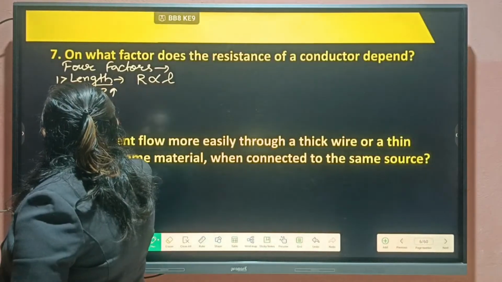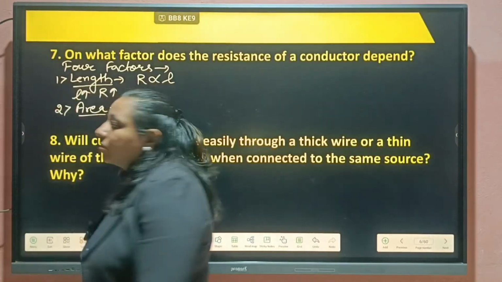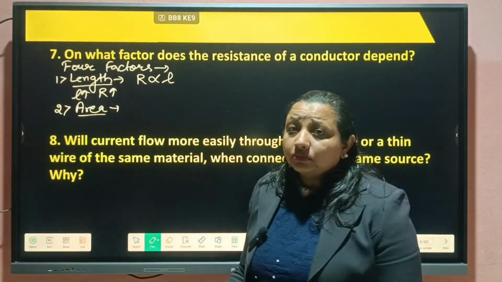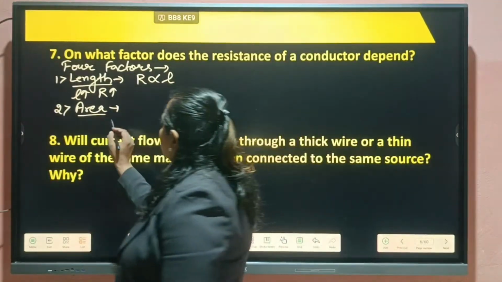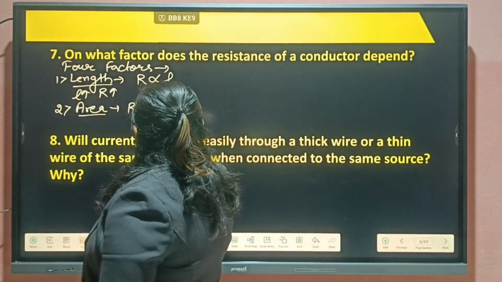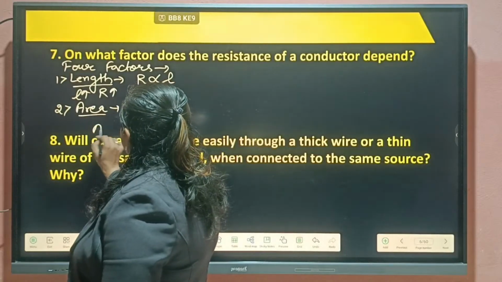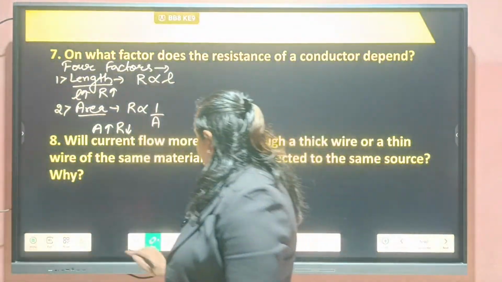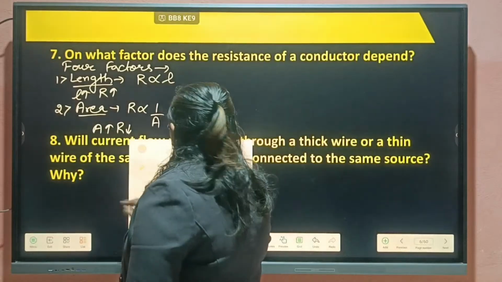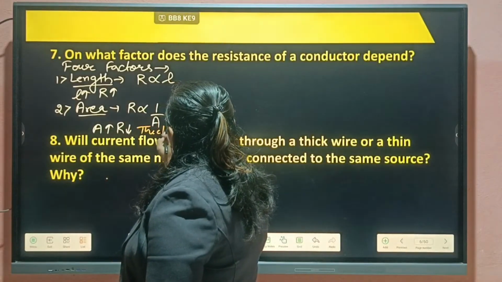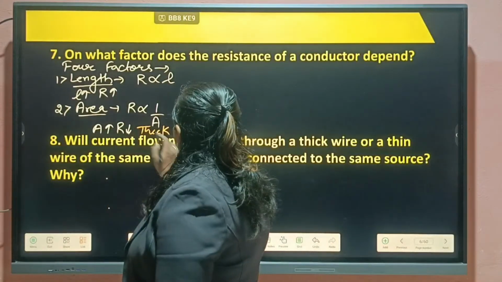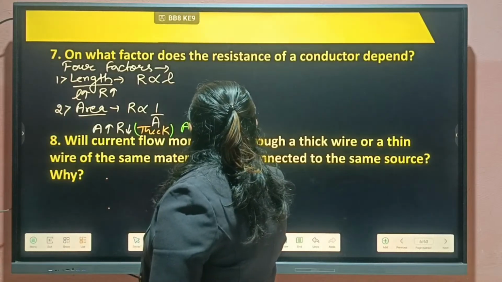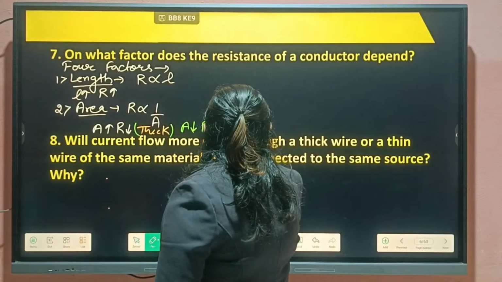Second factor, we have area of cross section. R is inversely proportional. Resistance of the conductor is inversely proportional to the area of cross section of the wire or the conductor. If we increase the area, resistance decreases. Area is more, that means we have a thick wire, ठीक है, and area is less, that means resistance is more, that means having a thin wire.